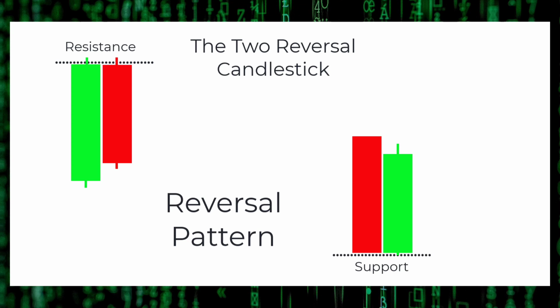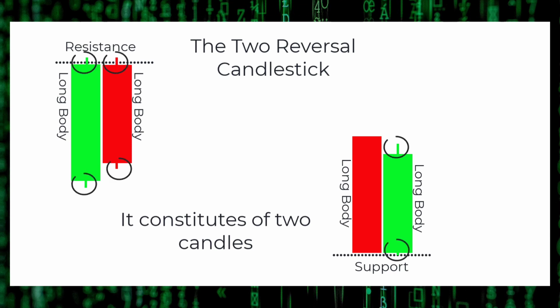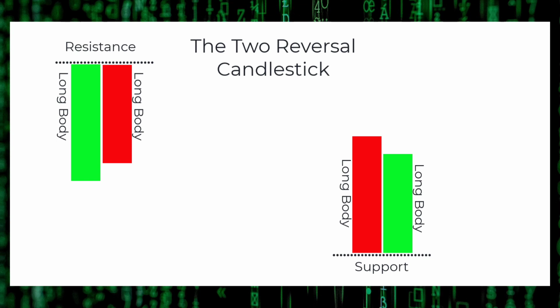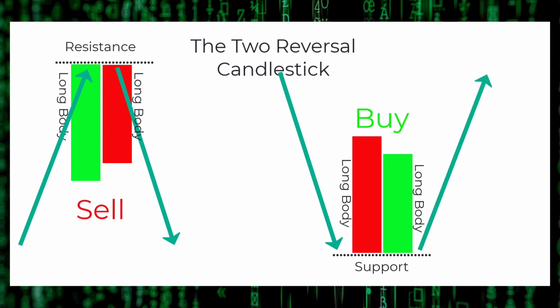It's a reversal pattern and could be either a buy or a sell signal. Moreover, as the name implies, it constitutes of 2 candles. Both candles are long body candles, with wicks that are either too small or do not exist, while the length of these 2 candles is equal to one another. If it shows up at the end of an up move, then it's a sell signal. And if it shows up at the end of a down move, then it's a buy signal.